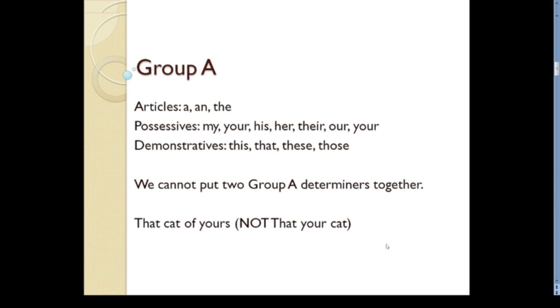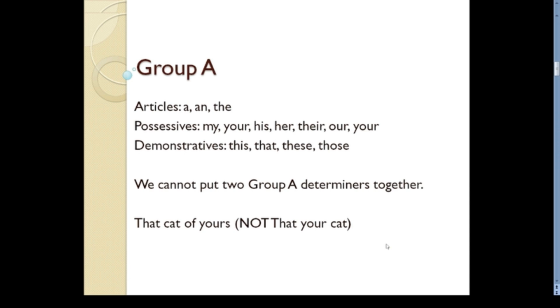Possessives. These words indicate possession. Examples are my, your, his, her, their, our and your. Demonstratives. There are four of them. This, that, these and those. These words are called Group A determiners. So we can see that there are mainly three types of them. Articles, possessives and demonstratives.